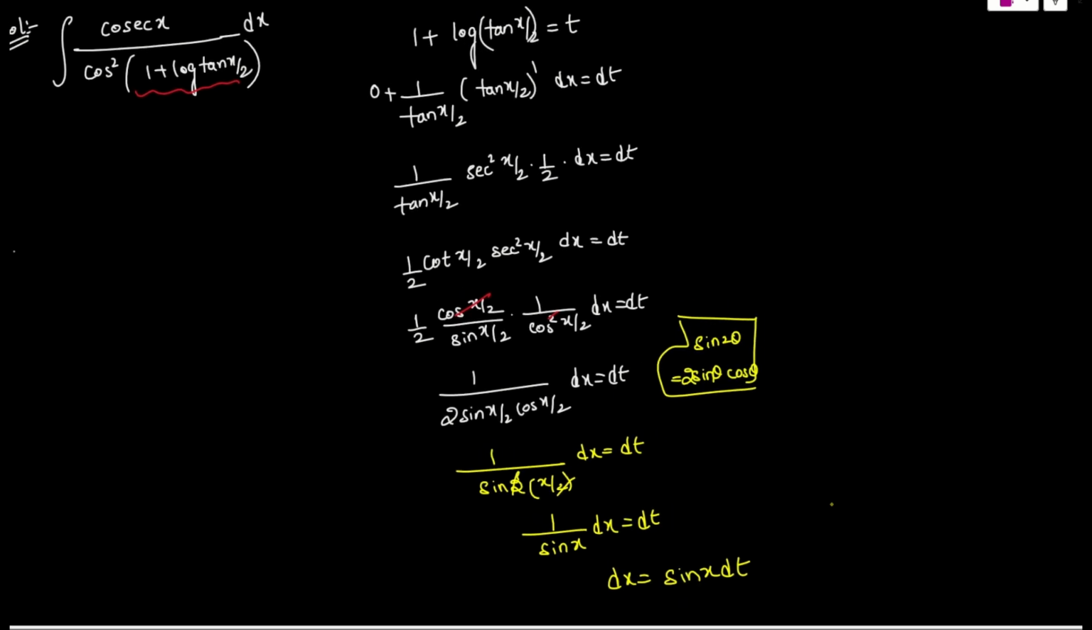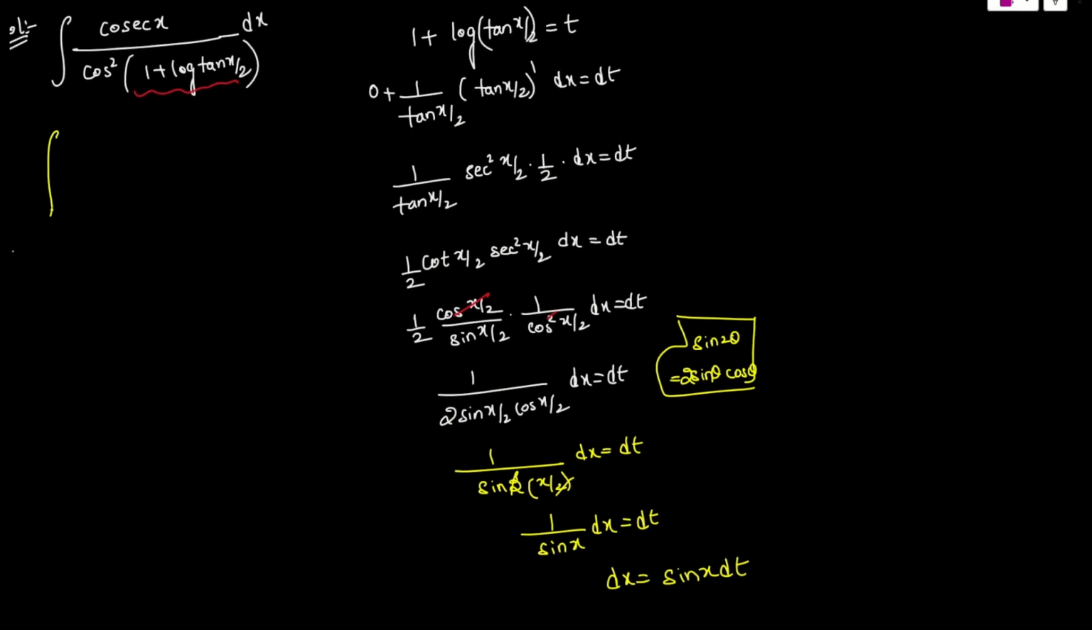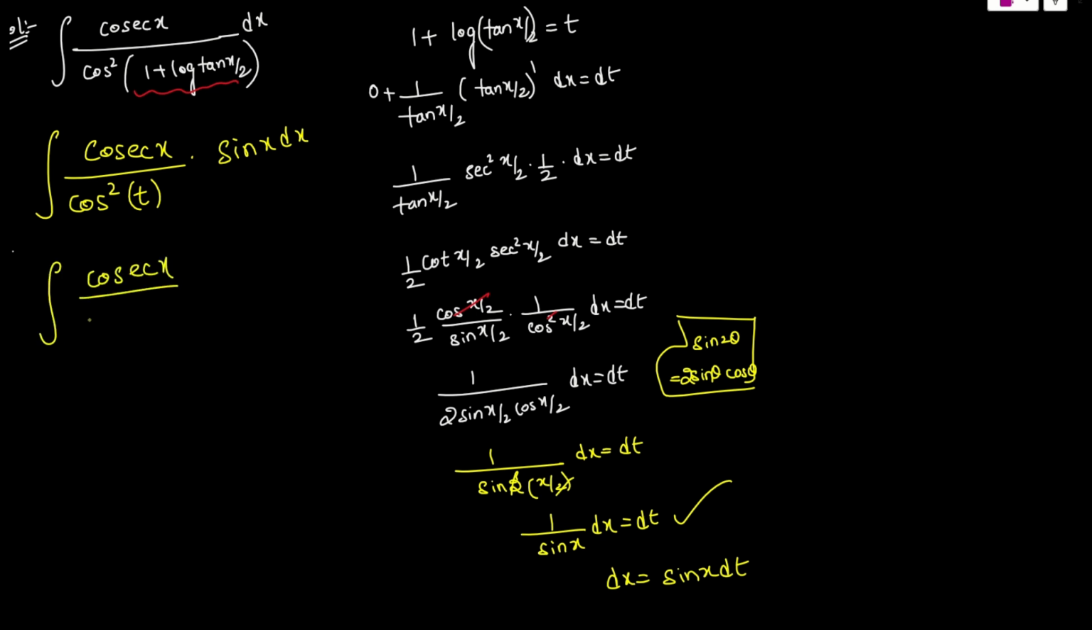Let me solve the integration of cosecant x by cos square of, this whole thing is t, into what is our dx from here. This will be sin x into dt. Integration of cosecant x by cos square of t. We know that sine is the reciprocal of cosecant. Actually I can write it as cosecant x dt, not dx. Actually this should be a dt. Is it clear?